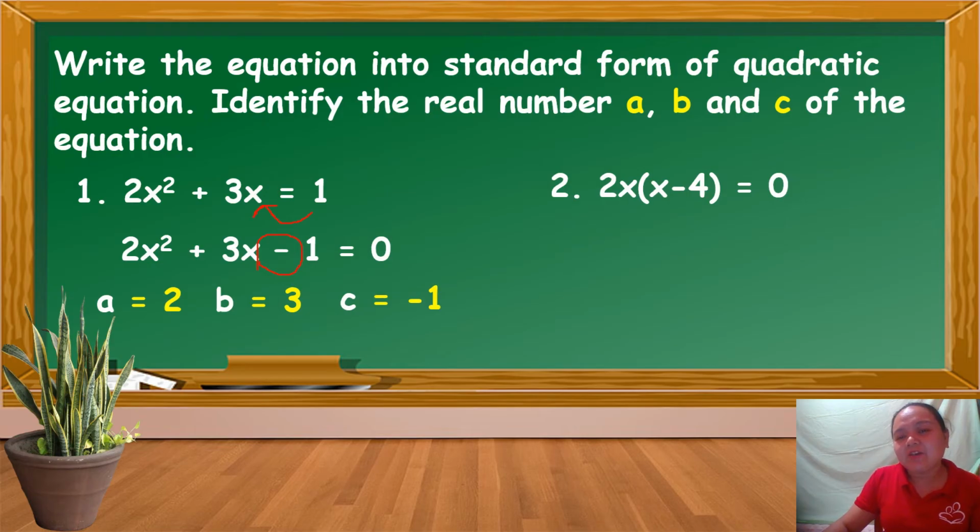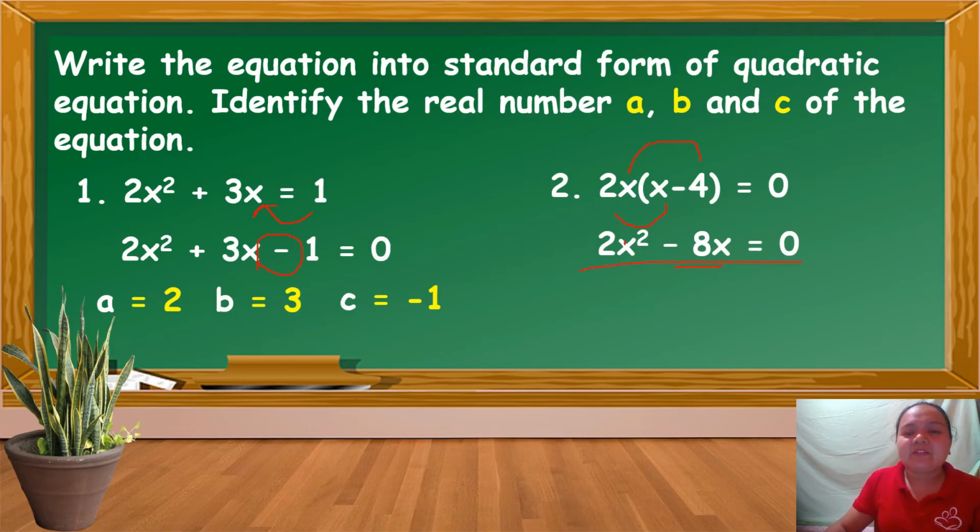Now, this equation, sa unang tingin natin, hindi siya matawag na quadratic. Pero once we operate this one by distributive property, we can make this equation into quadratic equation and we can make this into its standard form. So how? By distributive property. So to do the distributive property, we are going to multiply 2x by x. And the result is 2x squared. Then 2x times negative 4, the result is negative 8x equals to 0.